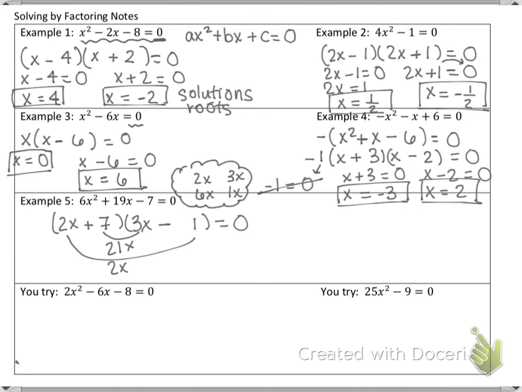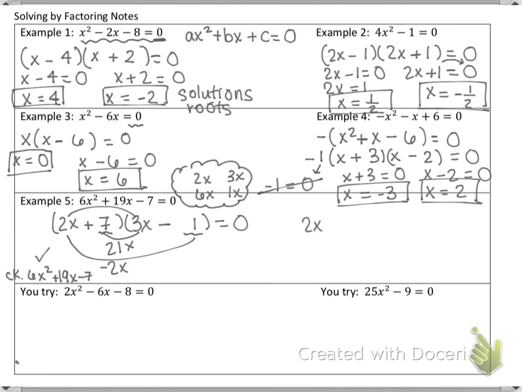So if I FOIL it out, first times first, I'm just going to check down here, is 6x squared. My outer product is now a negative 2x. Inner product is 21x. So when I add those, I get 19x. And then last times last, I do get negative 7. So that factoring checks out.